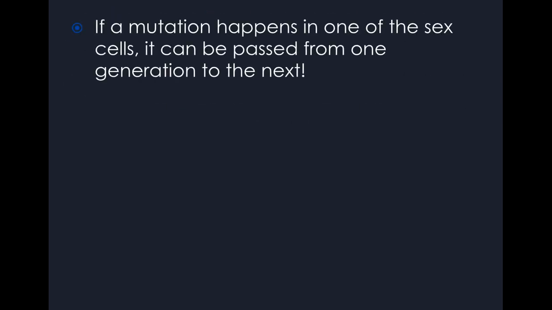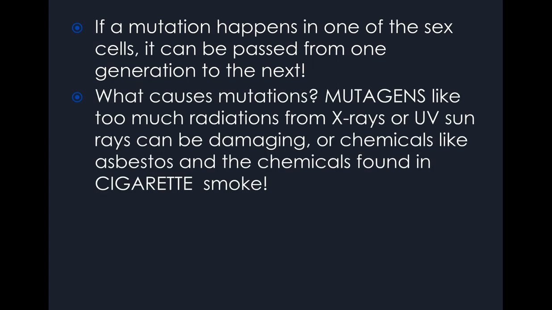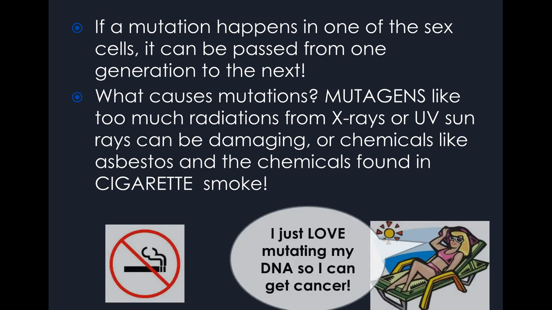So what is it that causes mutations? A mutation, if it happens in one of the sex cells, it can actually be passed from one generation to the next. But what else causes them? Mutagens, like too much radiation from X-rays or being exposed to UV rays, can be damaging. Chemicals like asbestos and cigarette smoke, all of these things are called mutagens. Just because you're exposed to them doesn't mean you'll necessarily have a mutation, but mutations are directly linked to being exposed to these.